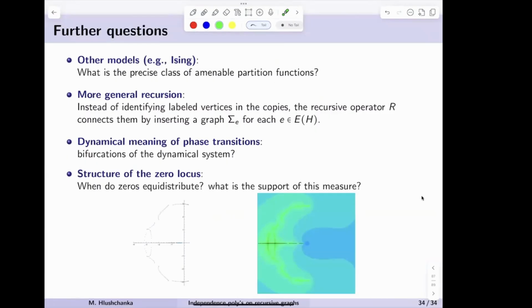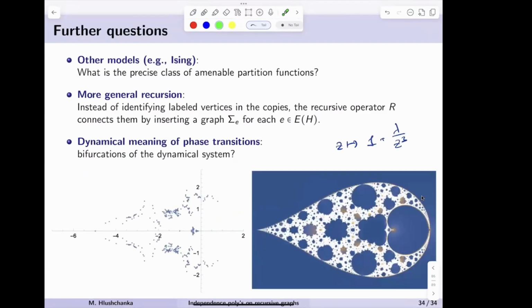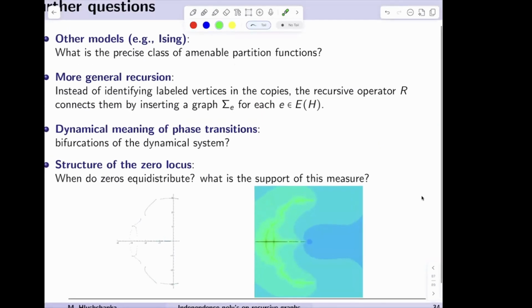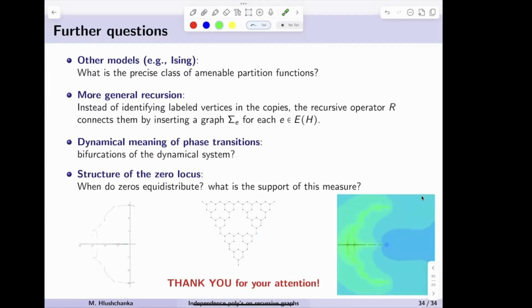And just a final question before I finish, we could also ask, do zeros equidistribute? And if yes, what is the support of this measure? In particular, in these situations, zeros do equidistribute, and they equidistribute to the corresponding bifurcation measure. But is there some sort of general statement about equidistribution of zeros? That is something that is unclear at the moment, but it would be very interesting to study.